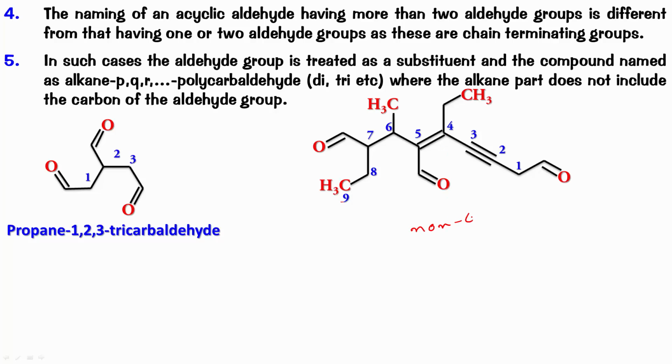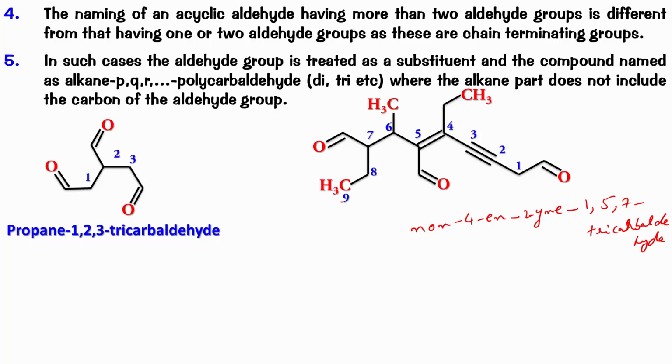At 4 you have ene, so have en. At 2 you have yne, so have yne. I write the e because the next one is not starting with a vowel. It is 1, 5 and 7-tricarbaldehyde. It is starting with a T, so I retain the e of the alkyne.